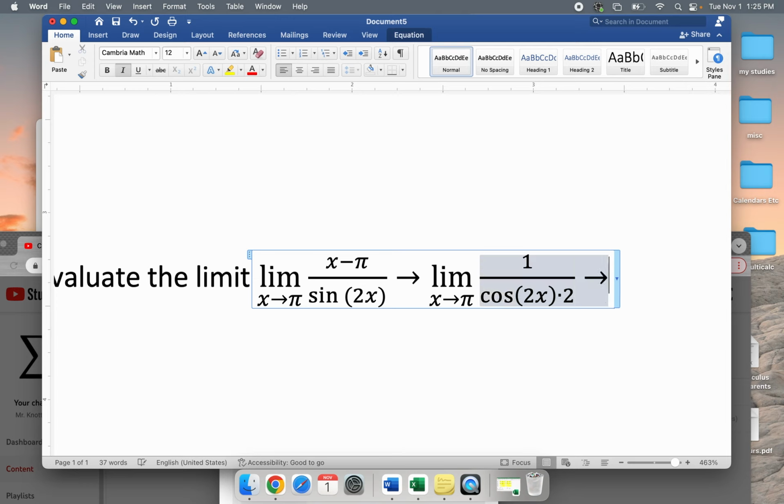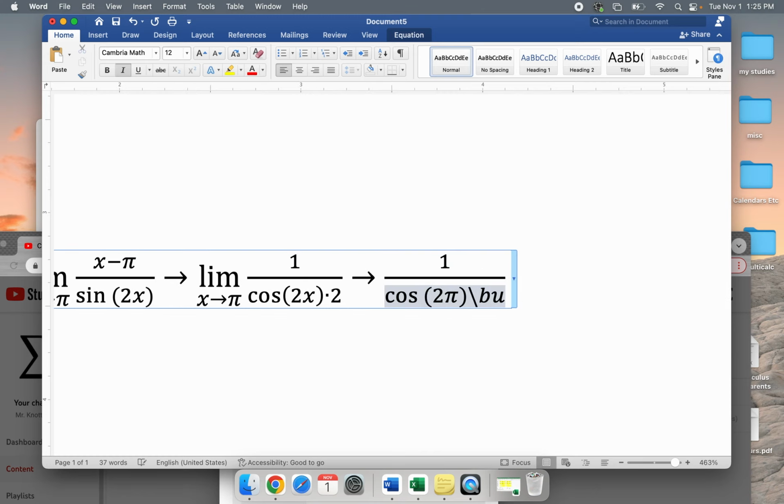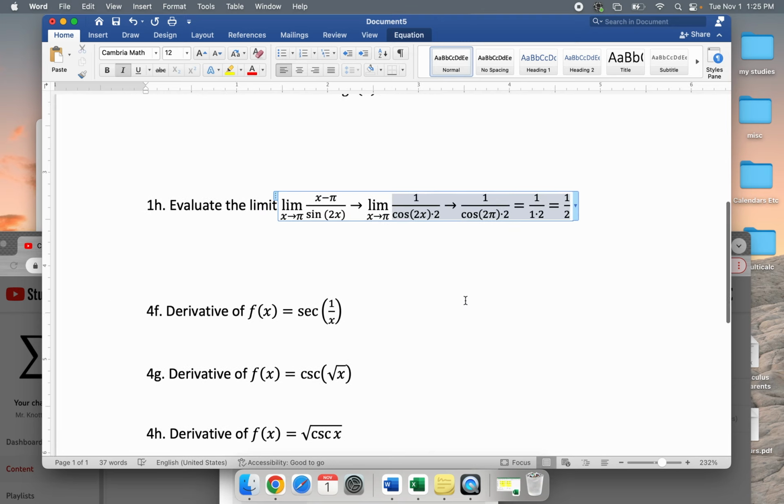If we plug pi into this guy, we get 1 over cosine of 2 pi times 2. Cosine of 2 pi is 1, so this is 1 over 1 times 2, which is just a half, and that's the value of the limit.